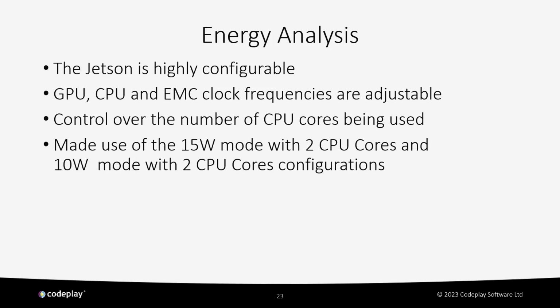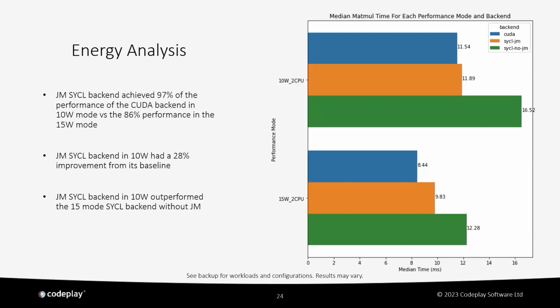We will primarily focus on the 10-watt and 15-watt modes with 2 CPUs enabled, as the results didn't vary much across enabling and disabling CPUs. So as you can see here, though we had 86% of the performance of CUDA in the 15-watt mode, we actually had 97% of the performance in the 10-watt mode. Additionally, the joint matrix SYCL backend for the 10-watt mode had a 28% improvement over the corresponding baseline and outperformed the 15-watt SYCL backend without the joint matrix.